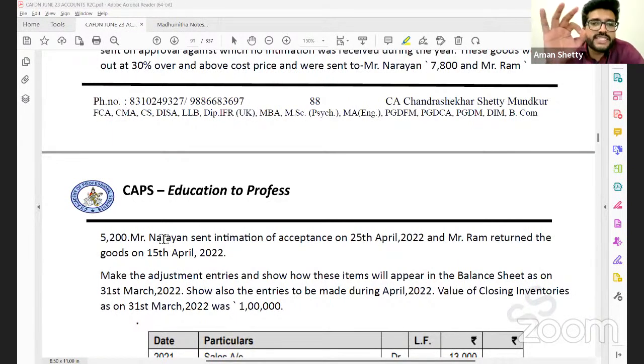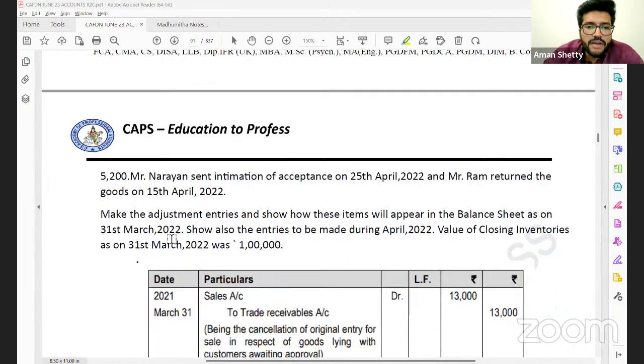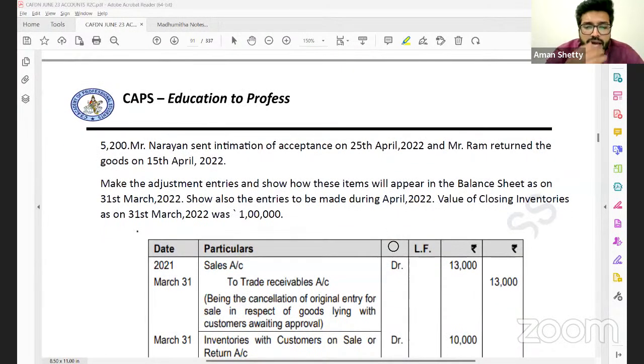So the best example is my chart. If you remember my chart, it says if there is no intimation, what is the treatment? Subsequent acceptance, subsequent return, what is the treatment to be given? Yes, let us see that practically now. Take the adjustment entries and show how these items will appear in the balance sheet as on 31st March 22. So also the entries to be made during April 22. Value of closing inventories as on 31st March 22 was rupees 1 lakh.